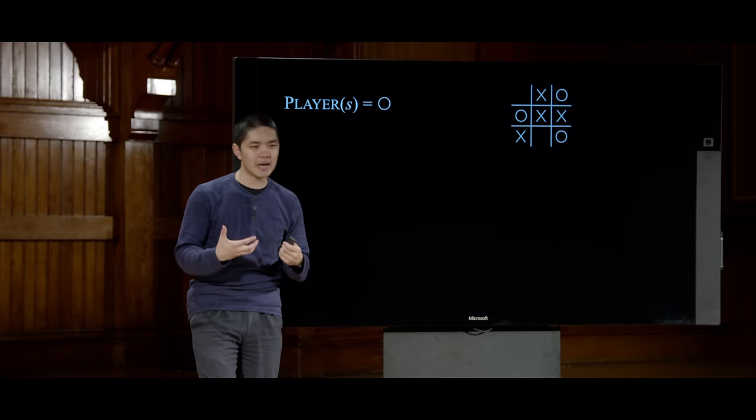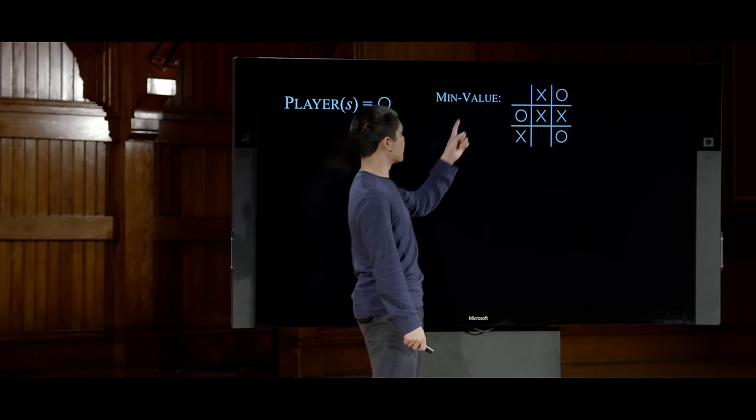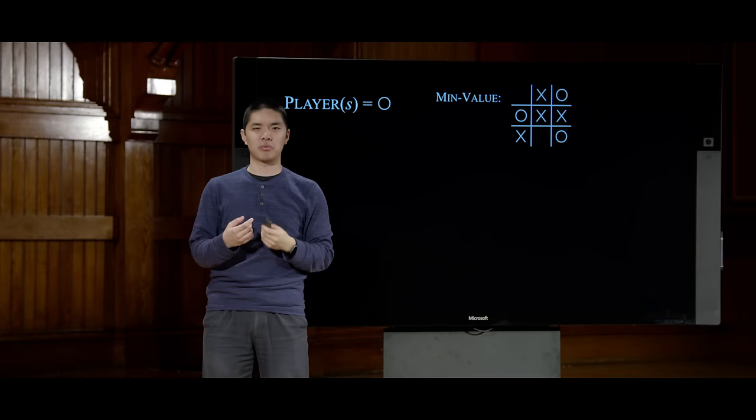Recall that X is trying to maximize the score, which means that O is trying to minimize the score. O would like to minimize the total value that we get at the end of the game. And because this game isn't over yet, we don't really know just yet what the value of this game board is. We have to do some calculation in order to figure that out. And so how do we do that kind of calculation?